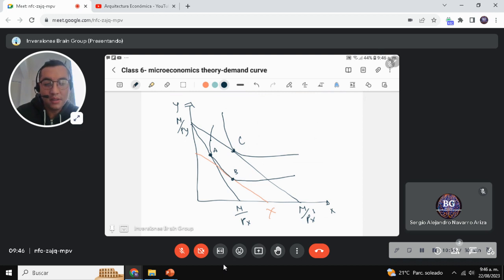We have 3 points. As the price of x falls, the change from A to C shows the total price effect. The movement from A to B under a compensated price change shows the substitution effect, while the movement from B to C shows the income effect.